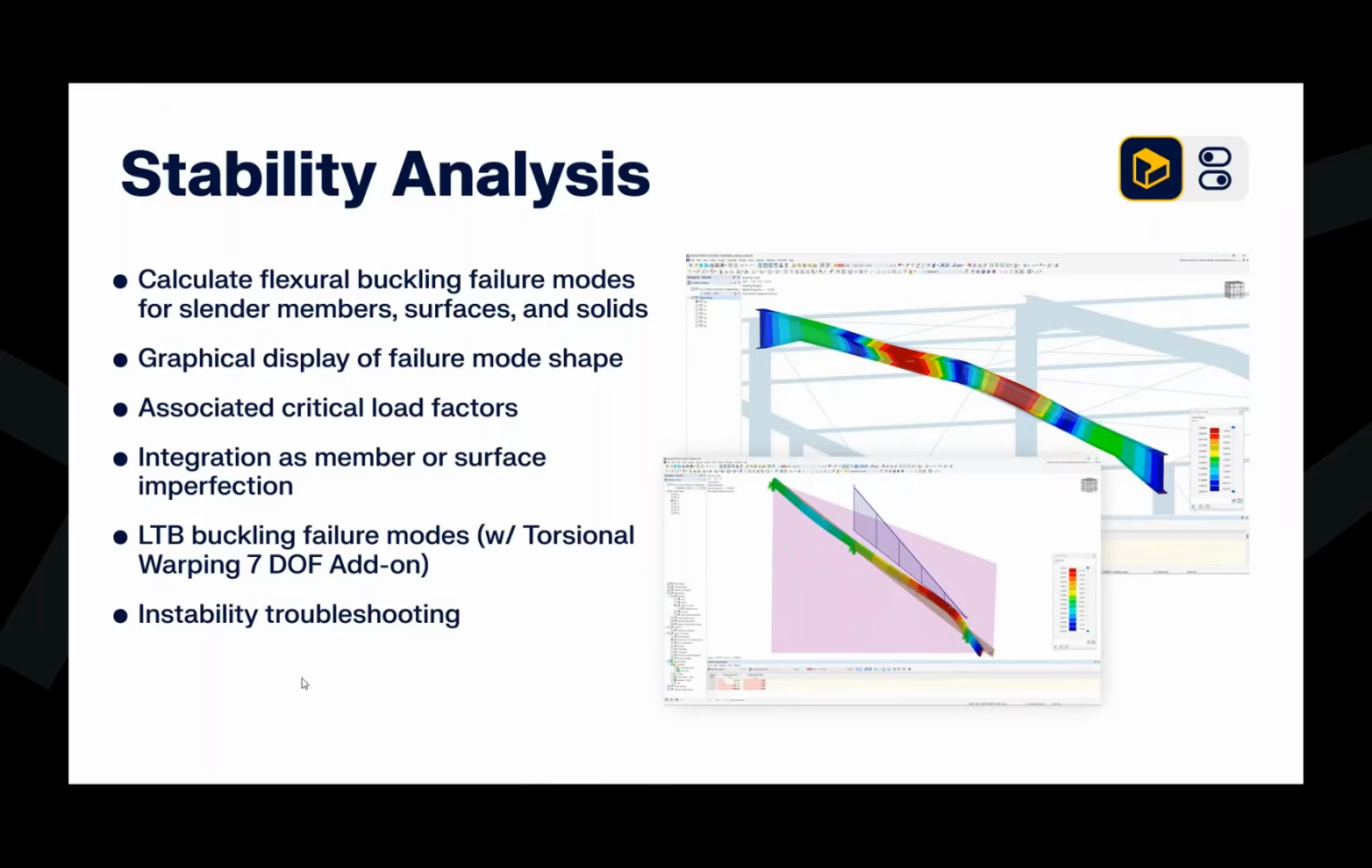Now, we can activate here an additional add-on called torsional warping, 7 degrees of freedom. This now activates this 7th degree of freedom in the analysis, no longer 6 degrees of freedom. And when we carry out the stability analysis now, we're actually also going to see these lateral torsional buckling failure modes, as you see over here on the right-hand side, this sort of twisting. When we are confined here with 6 degrees of freedom, we're only going to get these flexural buckling failure modes. But when we enable the 7th degree of freedom here, we will also be able to view the lateral torsional buckling failure modes.